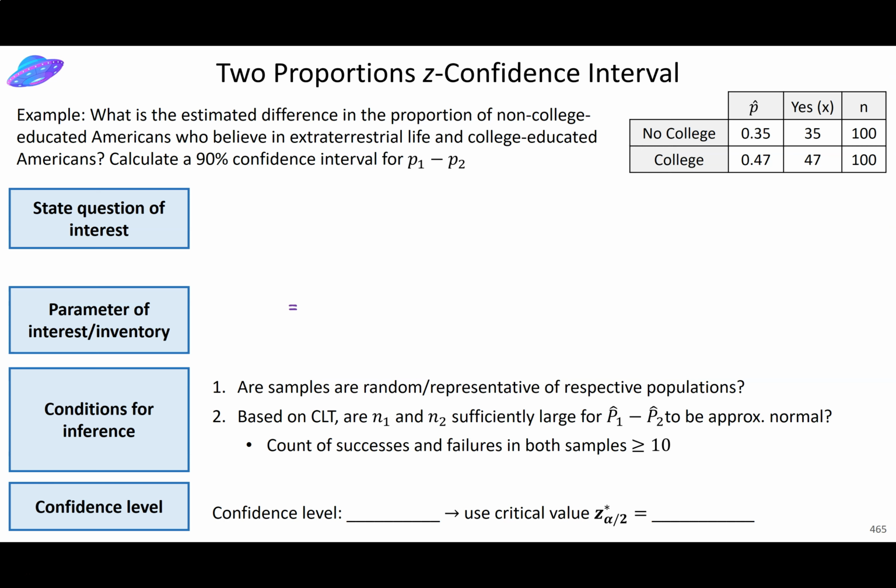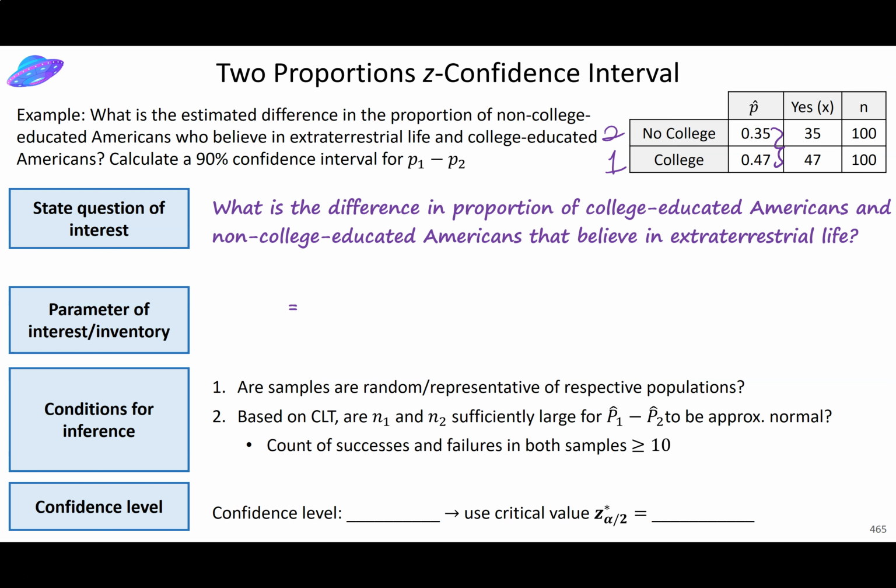Okay, so I'm going to label college as 1 and no college as 2, for the very basic reason that when I subtract, I like to have a positive p hat or difference in p hats. You absolutely do not have to. You will get the same interval but opposite signs. So my question of interest: what is the difference in proportion of college-educated Americans and non-college educated Americans that believe in extraterrestrial life?